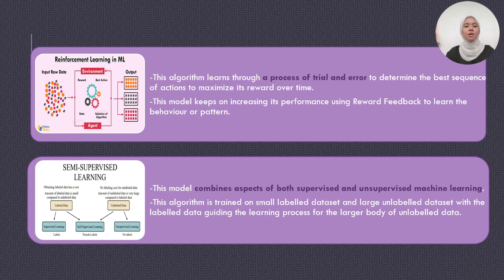The third one, reinforcement machine learning, this algorithm learns through a process of trial and error to determine the best sequence of actions to maximize its reward over time. The final one, semi-supervised machine learning, this model combines aspects of both supervised and unsupervised machine learning. This algorithm is trained on a small labeled dataset and a large unlabeled dataset, with the labeled data guiding the learning process for the larger body of unlabeled data.